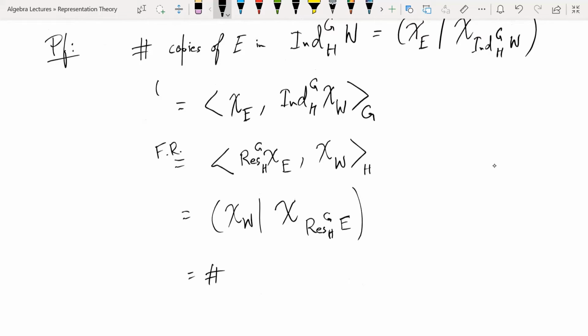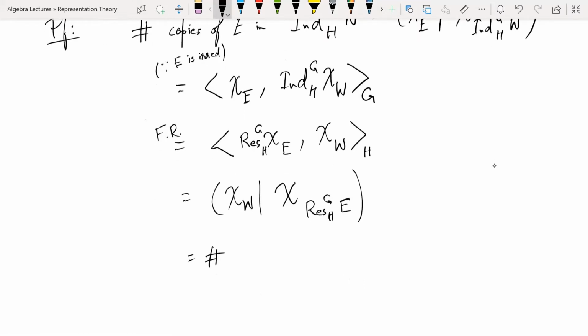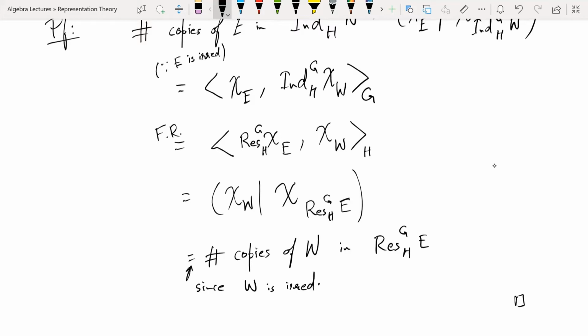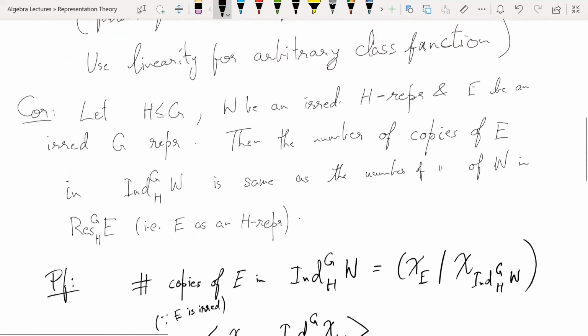Here, since E is irreducible, this is the number of copies of W in the restriction of E to H. If E were not irreducible, this pairing would count something else; there is a meaning, but it's not the number of copies of E. Since W is irreducible, that proves this thoroughly. Any questions or comments?